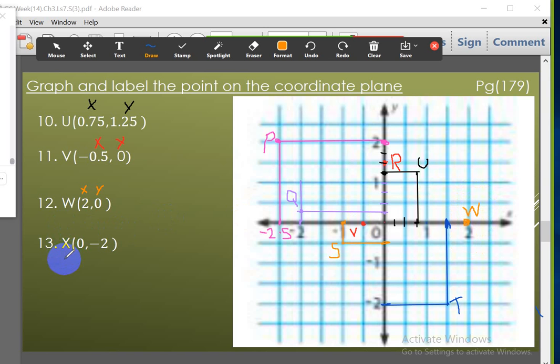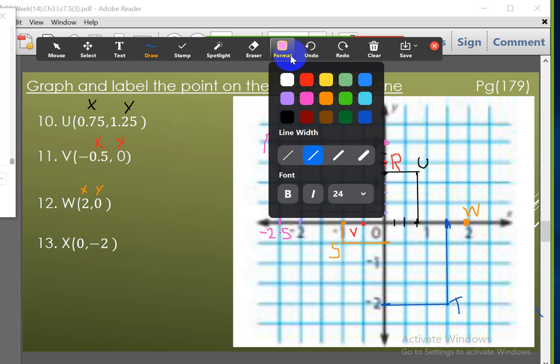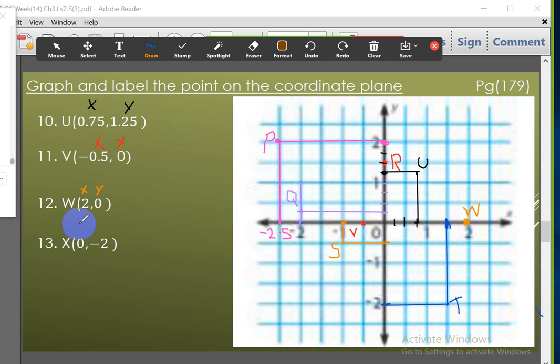Now x, the last one, this is x, the x-axis is 0, the y-axis is -2. The x is 0. The same thing about r. The x is 0. That means there is no x coordinate. So the point is located on the y-axis. -2 in the y means it will be down. Count -1, -2. This is the point x.